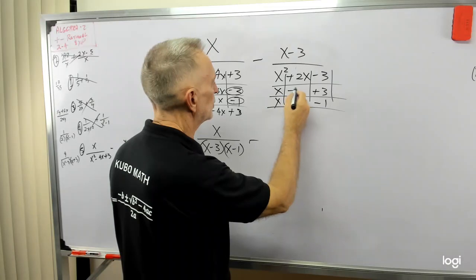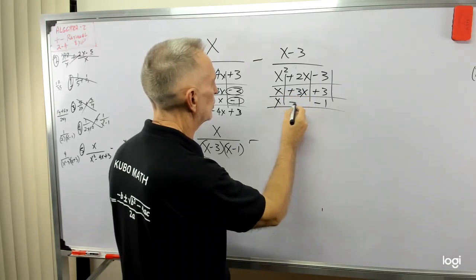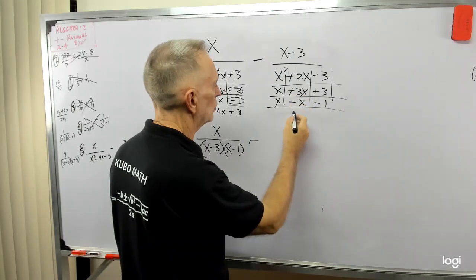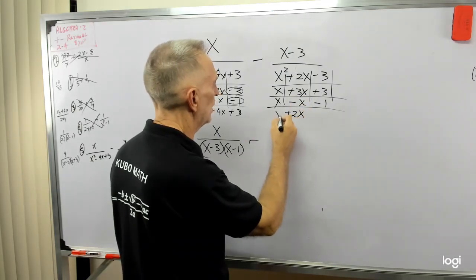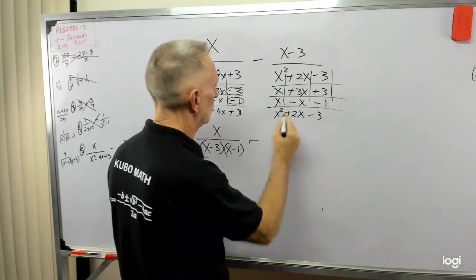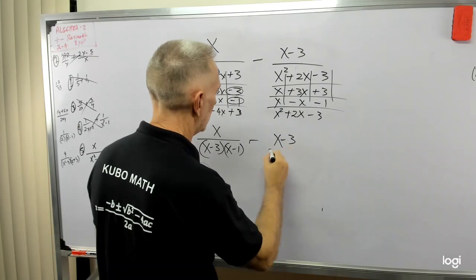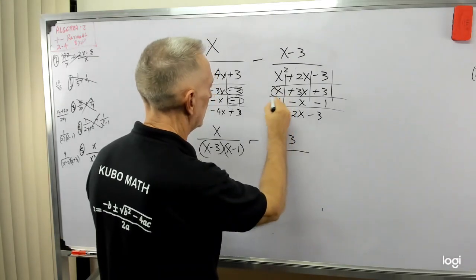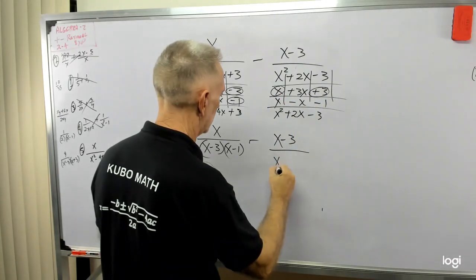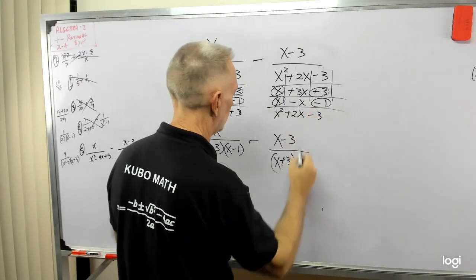Positive 3 times x is positive 3x. Negative 1 times x is negative x. Add those together, I get a positive 2x minus 3. So that's what I needed. So now I have x minus 3 divided by x plus 3 and x minus 1.